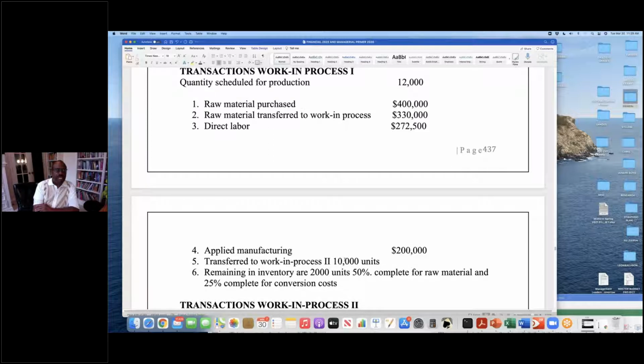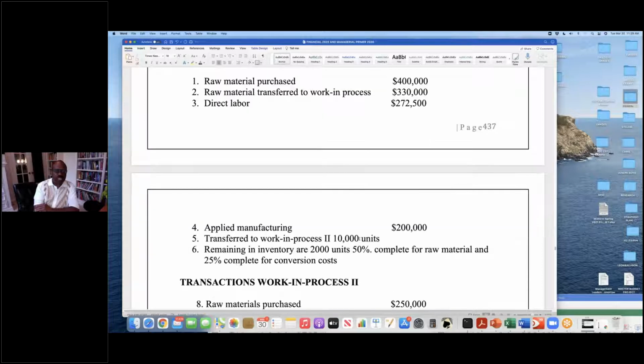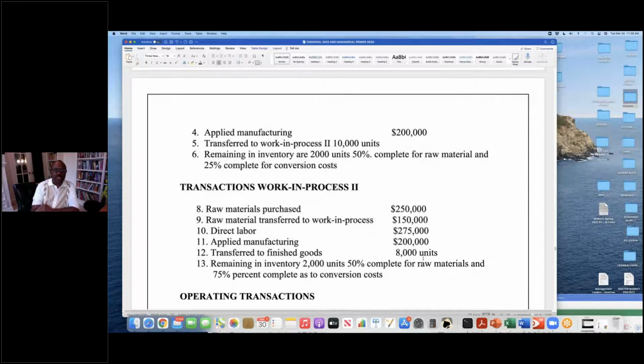But we're told that even though we planned 12,000, we only completed 10,000 units. The 2,000 remaining units were 50% complete for raw materials and only 25% complete for conversion costs. Conversion costs are labor and overhead; they convert the raw materials to the product. Then we got work in process 2.